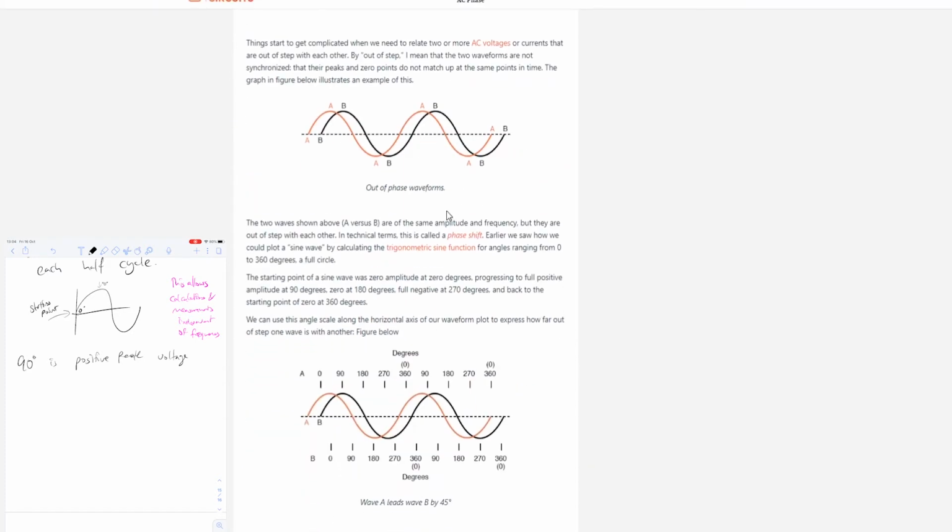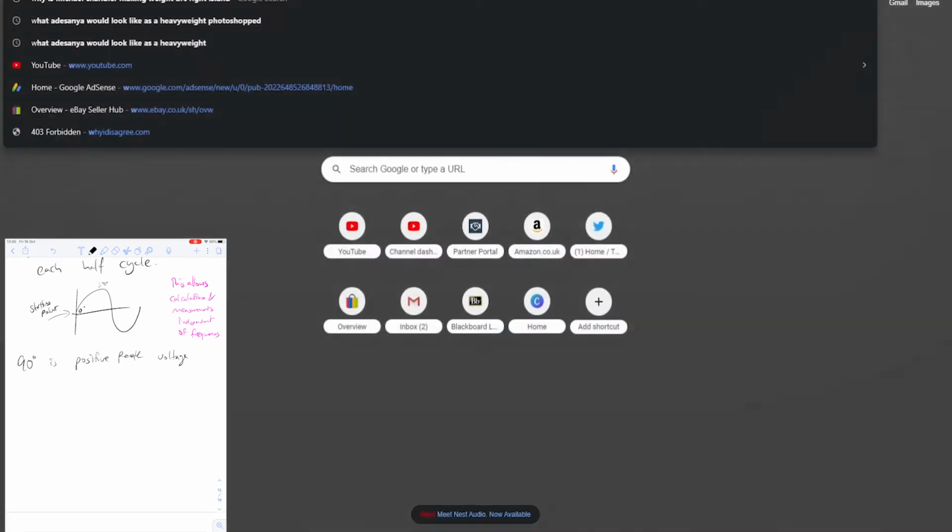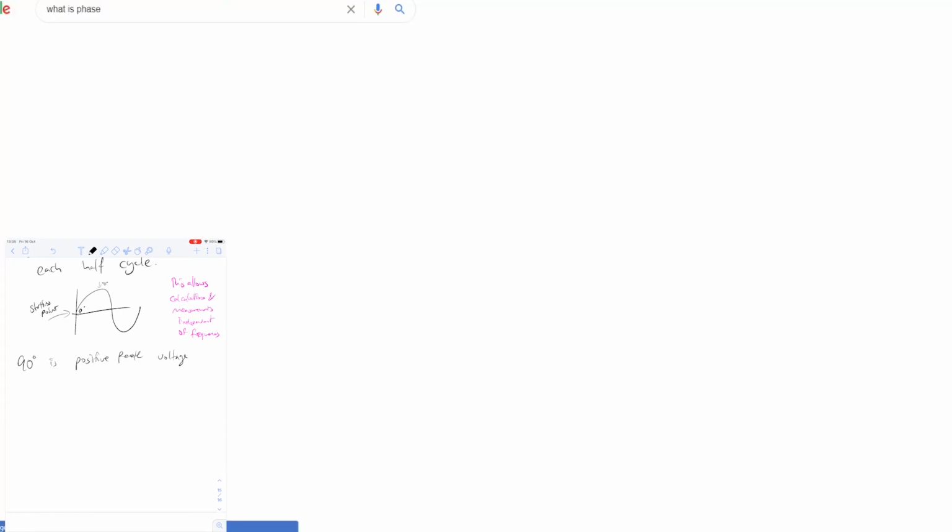Okay, so where does phase come into this? The two waves shown above are of the same amplitude and frequency, but they are out of step with each other. In technical terms, this is called a phase shift. Okay, I get that. The phase shift. What is phase?